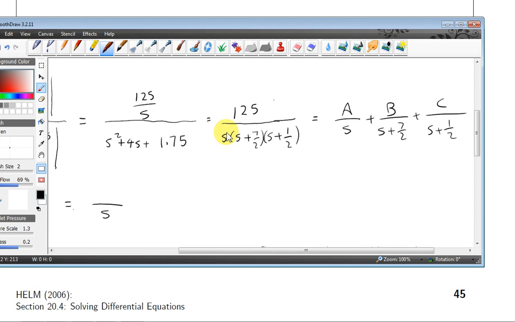So we just, for this to get a, we cover up s here, and we replace the s's in what's left of this expression with 0, because this is s minus 0. So we're going to get 125 over 0 plus 7 halves times 0 plus a half.